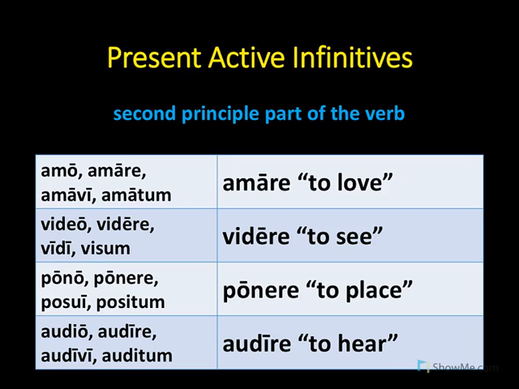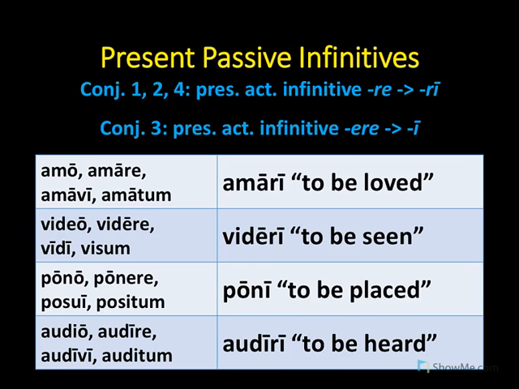We translate this as to blank. So in our examples, we have to love, to see, to place, and to hear. The present passive infinitive is formed in the first, second, and fourth conjugations by changing the final re of the present active infinitive to an ri, and in the third conjugation by dropping off the entire short ere and adding i. So in our examples we have amari, videri, poni, and audiri.